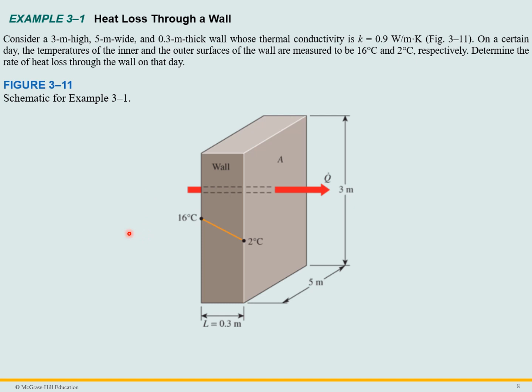So let's take a look at a practical example. Here we have a wall that's 5 meters wide, 3 meters high, 0.3 meters thick. One side of the wall is 16 degrees C. The other side of the wall is 2 degrees C. We want to determine the heat loss of this particular wall with those conditions.